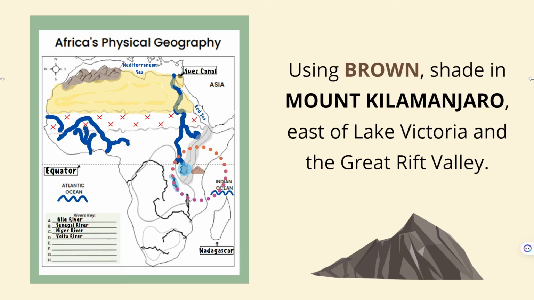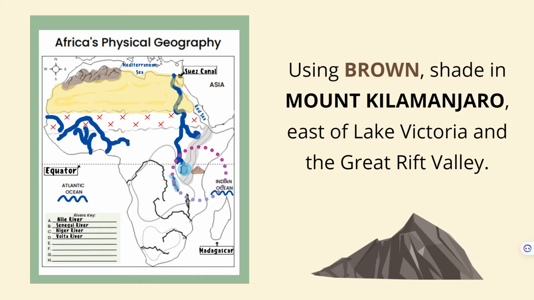Next, you're going to use your brown colored pencil. Find the mountain just to the east of where we colored in the Great Rift Valley with gray. Shade the mountain in with brown. This is Mount Kilimanjaro. It's found in East Africa. It's the highest point in all of Africa. Even though this area is close to the equator in the tropics, the peak of Mount Kilimanjaro is covered with ice and snow year-round.